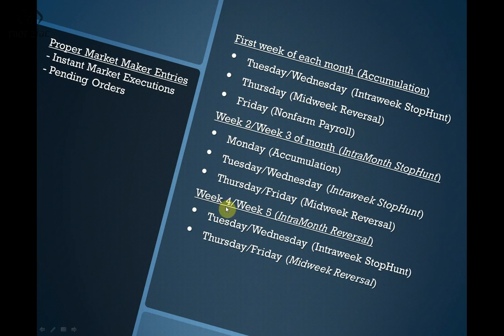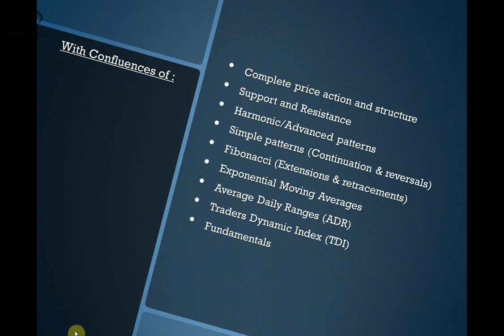And then coming to week four, the intra-month cycle. Tuesday, Wednesday, obviously it's an intra-week reversal, and then Thursday, Friday it's a week reversal. That is in conjunction with the intra-month reversal. So when you're selling on Thursday, Friday on the fourth or the fifth week of the month, then you're selling intra-week and intra-month all at the same time. So I'm just gonna go to the next slide.